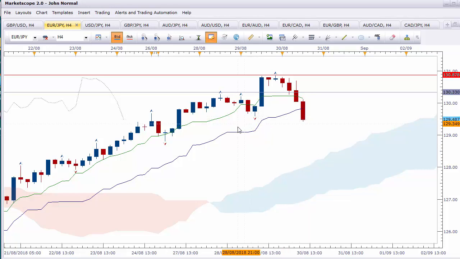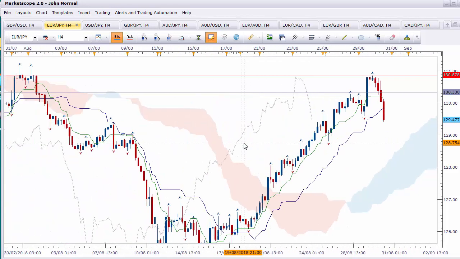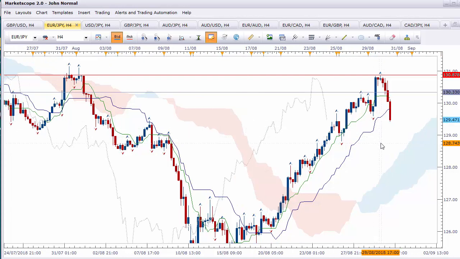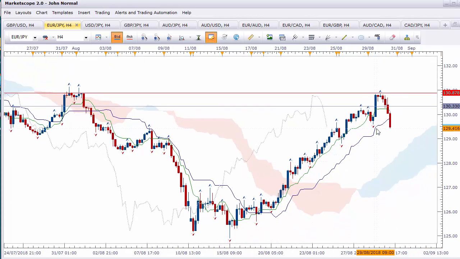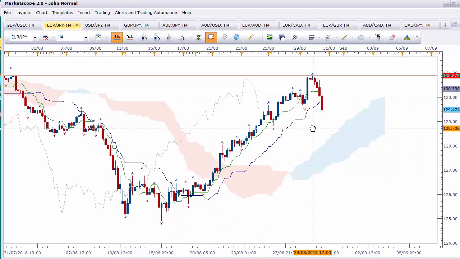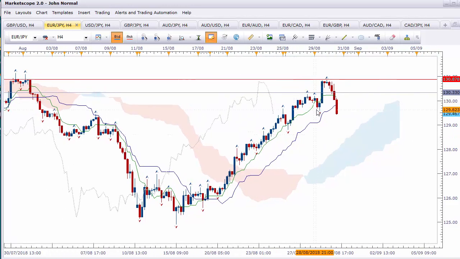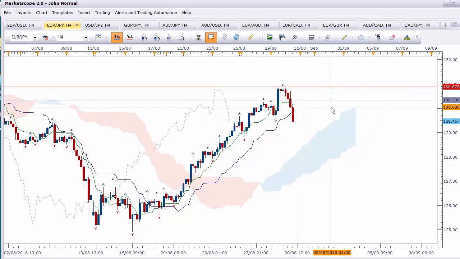So we want to close below that fractal, and we'll be breaking Kijun-sen as well. So that's a fractal break and a Kijun-sen break trade there, but we're going against Ichimoku. Obviously Chikou span's got to get through this price as well. The stop loss will be quite big.